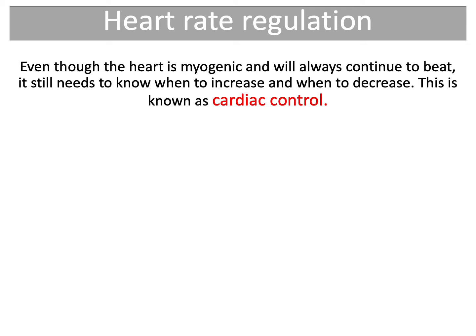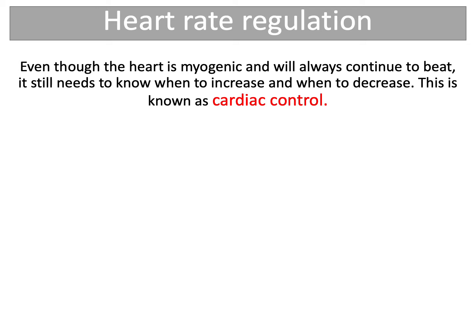Now, the way this does this is by increasing it through the SA node or decreasing it through the SA node. Obviously if the SA node starts to beat faster, the whole heart will, because it's got the start of a firing pin, and vice versa, if we decrease that for whatever situation, the heart rate will then decrease and the SA node will react further.